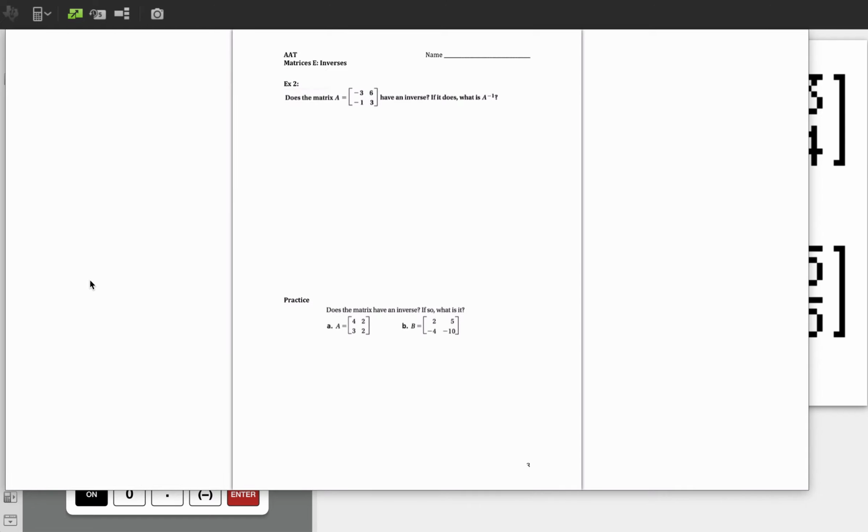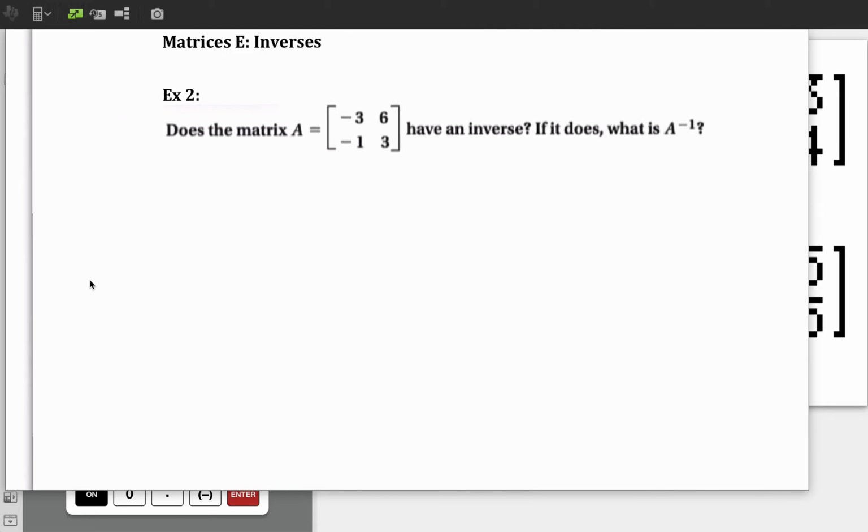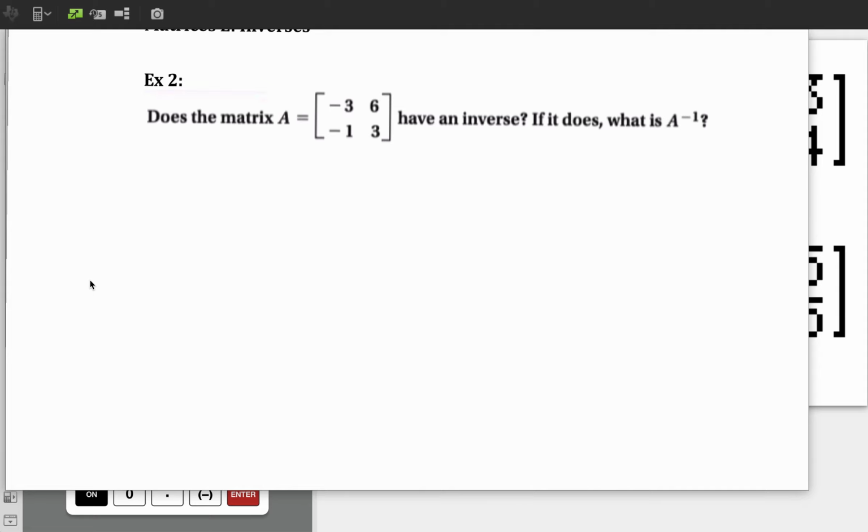So I'm going to show you by hand, even though our calculator does it really, really quickly. So, okay, what do we do? First off, let's determine, does this have an inverse? Does it even have an inverse? So let's find the determinant of A.